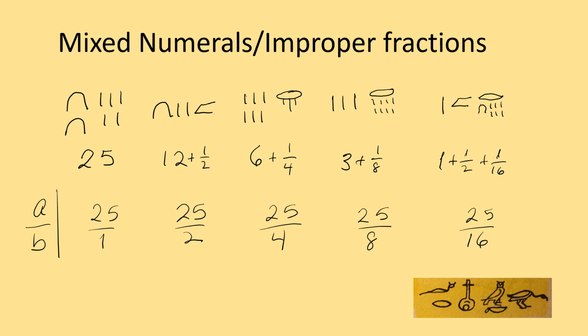I also indicated that it is often written in algebra as A over B, or the quotient of A and B, where A is the numerator, B is the denominator. So the first number, 25, can be written as 25 over 1. The second number can be written as 25 over 2. The third is 25 over 4, and 25 over 8, and then 25 over 16. So that turns out to be the exact same idea as halving the number progressively, from taking half to 1/4 to 1/8 to 1/16.